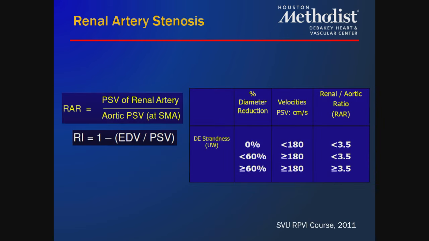There's something called the resistive index, which is simply 1 minus end diastolic velocity over peak systolic velocity, and that's one of the criteria for looking at renal artery stenosis. There's also the renal artery ratio as well, and this is criteria from the University of Washington.